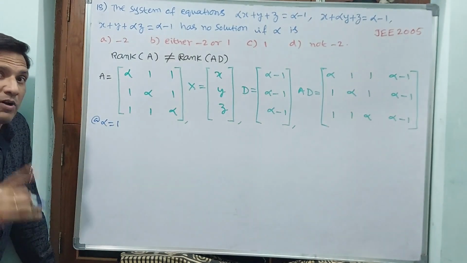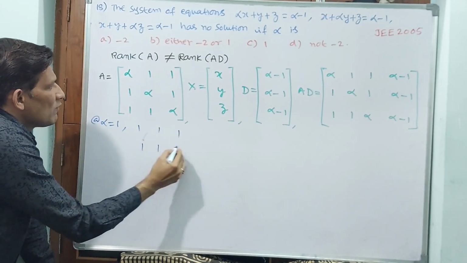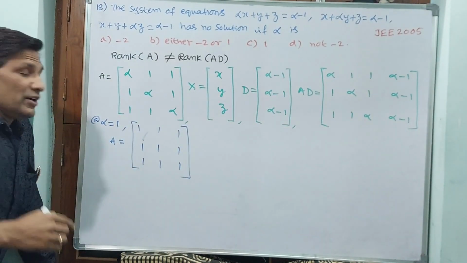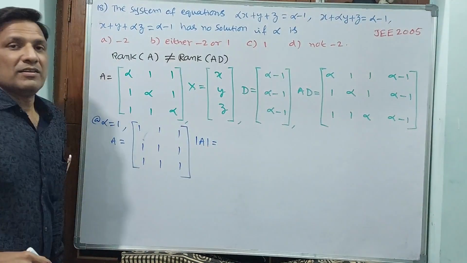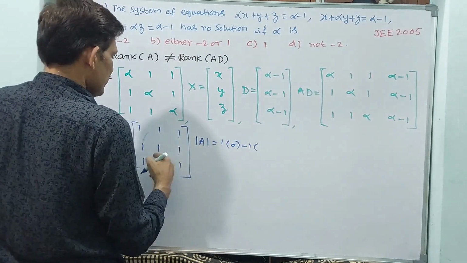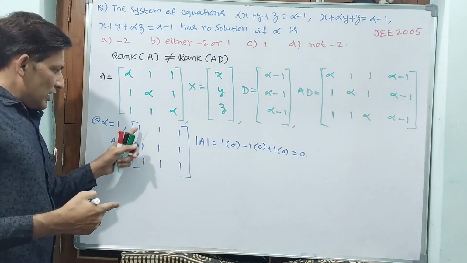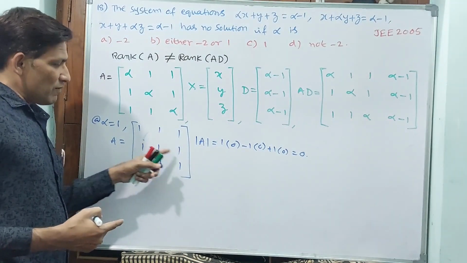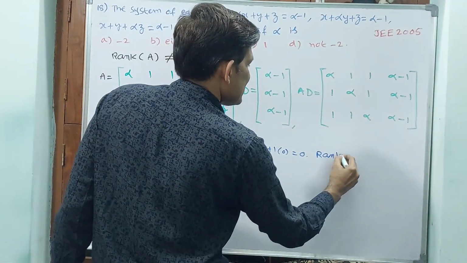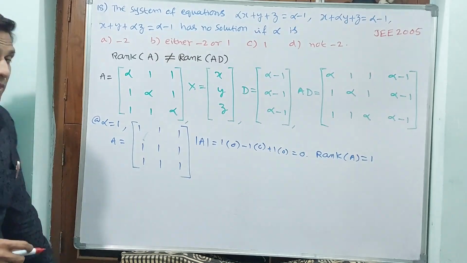At alpha is equal to 1, what will happen? You see, 1 1 1, 1 1 1, 1 1 1. What is this? This is matrix A. Determinant A: one into zero minus one into zero plus one into zero. That means it is zero. See, determinant A is zero, and even the submatrices are going to give zeros here. All are zero. Rank is one. Rank of A is equal to one.